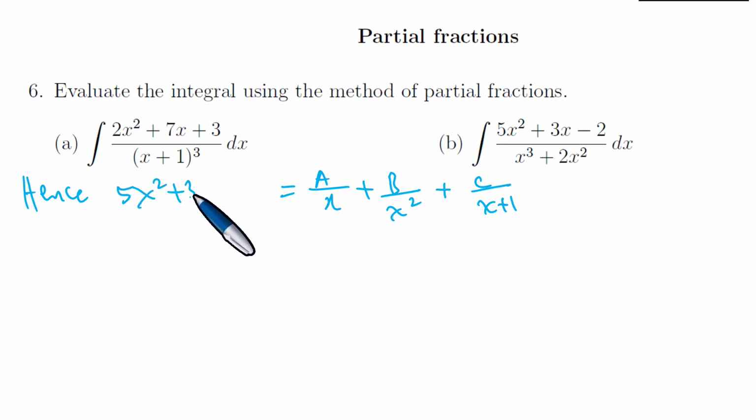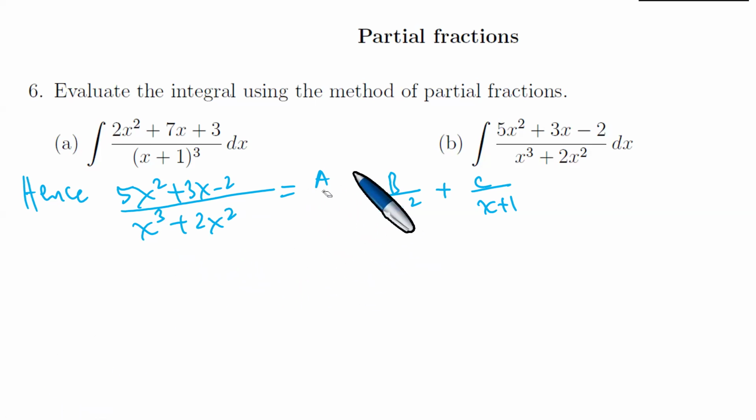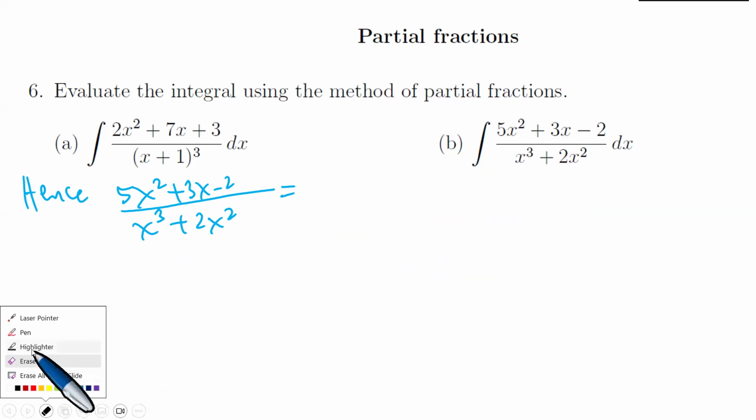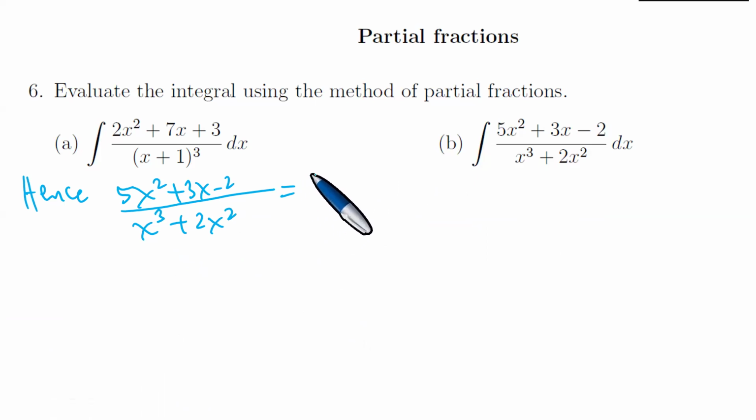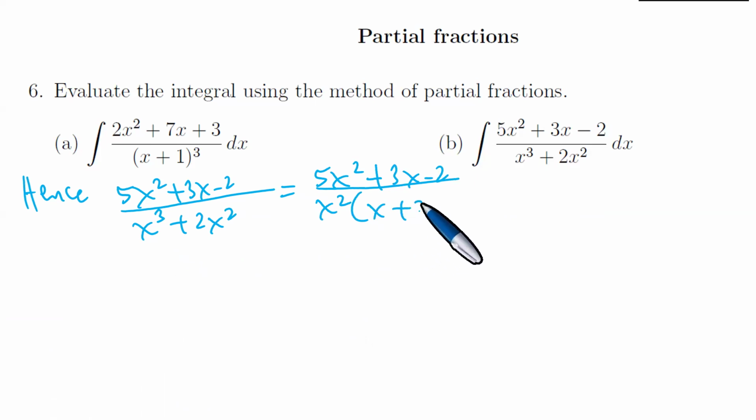5x squared, 3x minus 2 divided by x cubed plus 2x squared, right? Which is exactly that. Okay, because obviously, this is justified by the denominator factorization. So you'd have the 4, for example, that you have this one, 3x minus 2, then you divide by x squared, which is x plus 2.